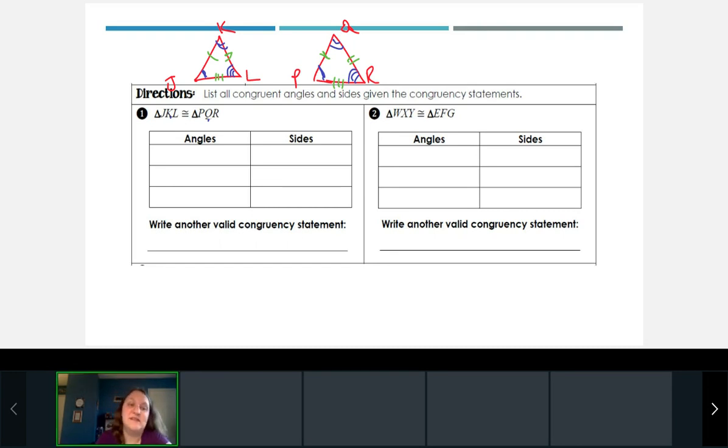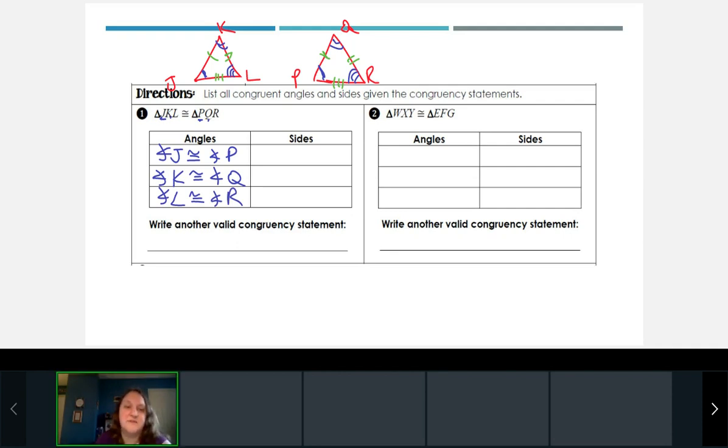And now I have everything I need to answer this question. So what are my corresponding congruent angles? Well, angle J has to be congruent to angle P. You can look at your picture for that, or you could look at the name. J was the first letter and P was the first letter. Angle K is going to be congruent to angle Q. And angle L is congruent to angle R.